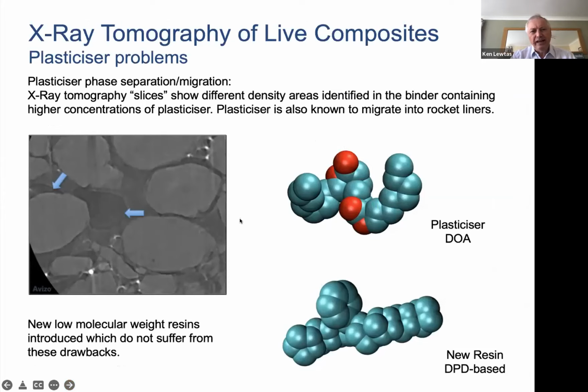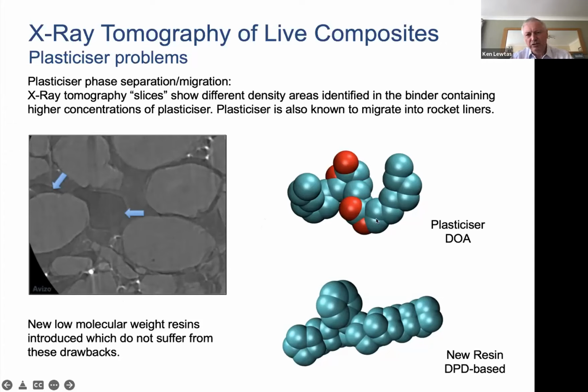So if we keep on with this problem here, this is an X-ray tomograph, and you can see the ammonium perchlorate particles in the propellant, but also the binder here. And the situation is we can see differences in density of the binders. And with other methods, we've seen what this is. This is due to the plasticizer migrating over time and forming its own little pockets in there.